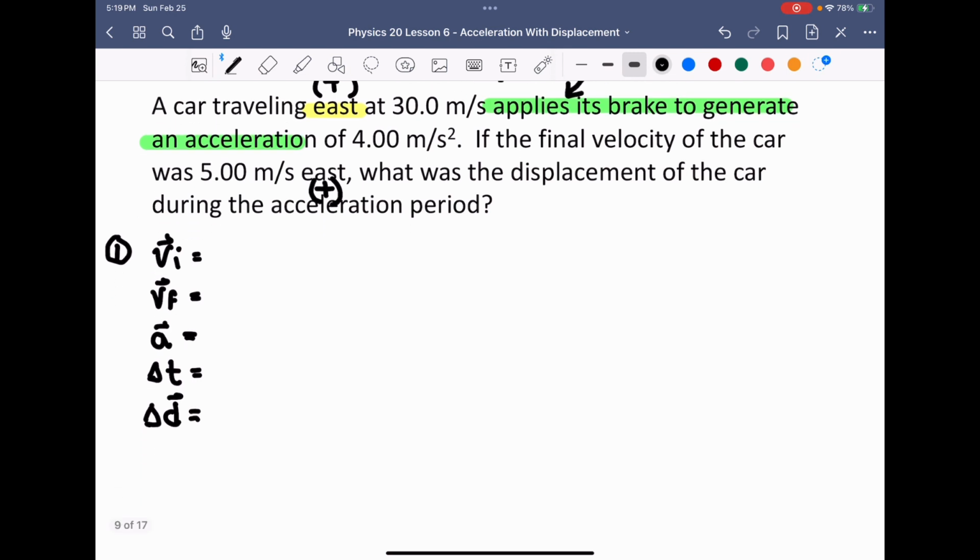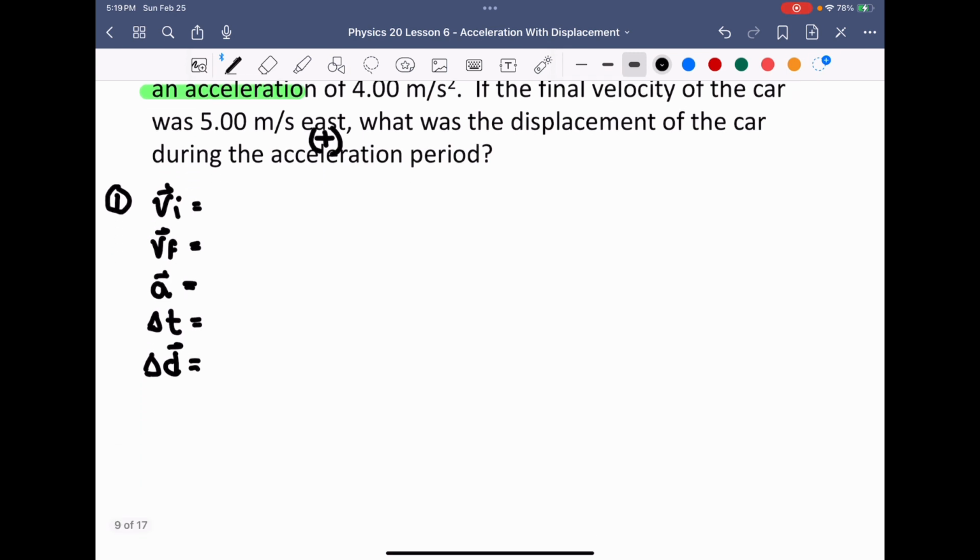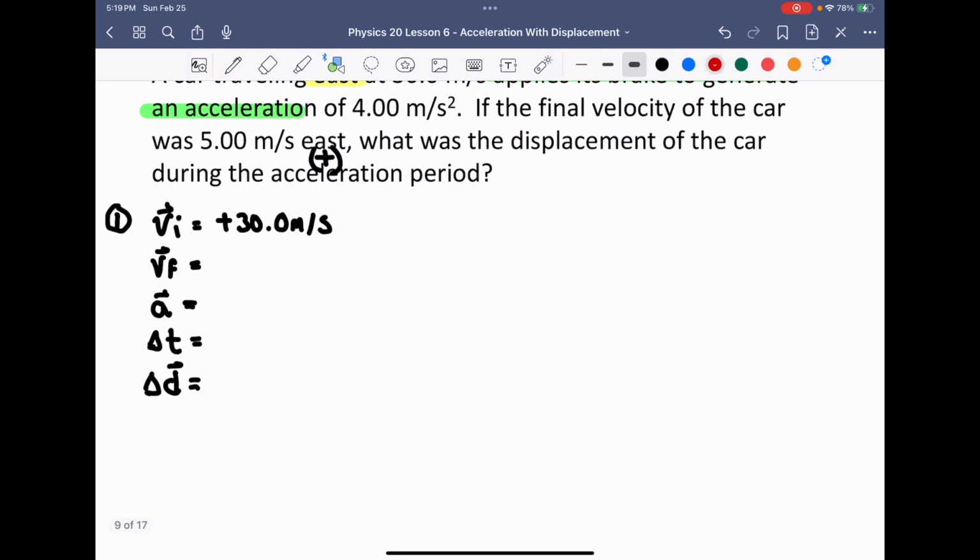Okay, so let's write everything out here. I'm going to write out VI as positive 30.0 meters per second. The reason I'm writing positive instead of east is because we can assign a sign as long as we have an axis. So maybe it would be a good idea to do this above here. We have west, which is the negative direction, versus east, which is the positive direction. As long as we have this axis written out, using positives and negatives is fine.